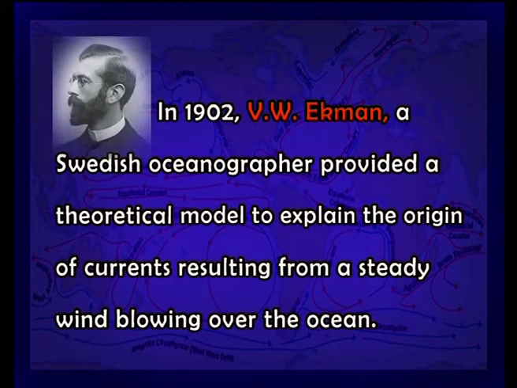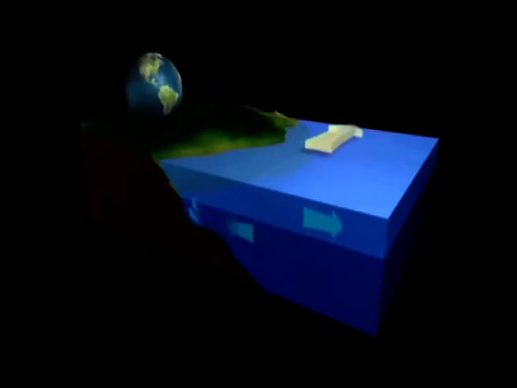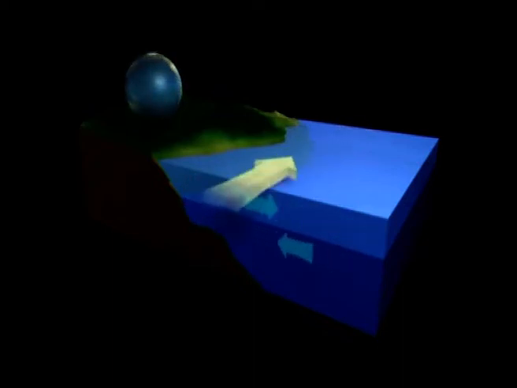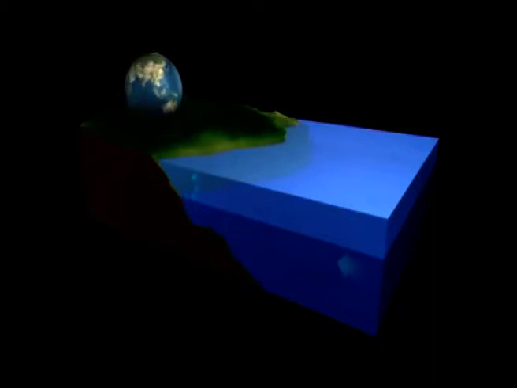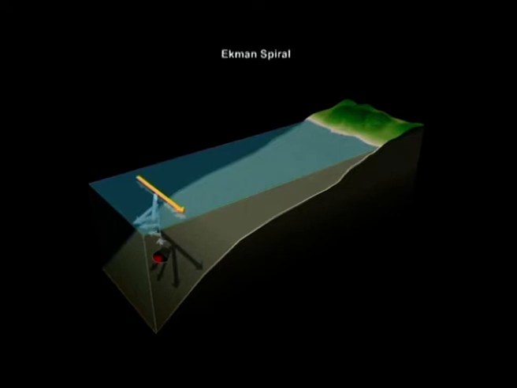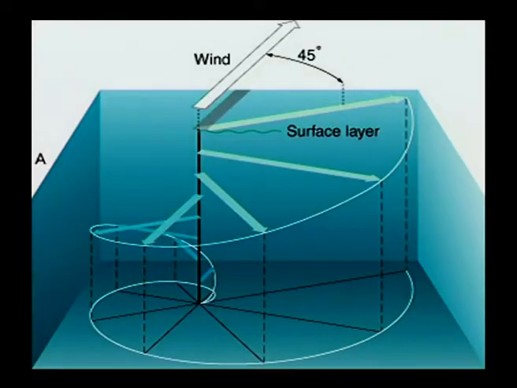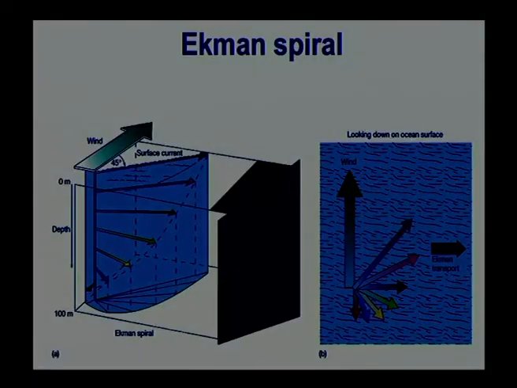In 1902, V.W. Ekman, a Swedish oceanographer, provided a theoretical model to explain the origin of currents resulting from a steady wind blowing over the ocean. The direction of movement of the water is 45 degrees to the right of the wind direction in the northern hemisphere and 45 degrees to the left in the southern hemisphere. As the depth increases, the water tends to move to the right until the water movement is opposite to the wind direction at a depth known as Ekman depth.